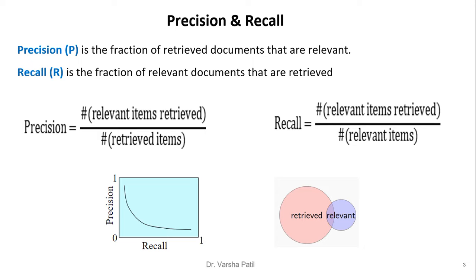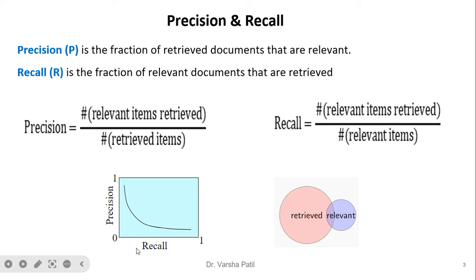Precision is the fraction of retrieved documents that are relevant, and recall is nothing but fraction of relevant documents in the system that are retrieved. Precision is relevant items retrieved divided by retrieved items, and recall is relevant items retrieved divided by total relevant items. The relevant items which are retrieved are indicated by this intersection, and this is actually expected, but we retrieve these documents. So this is the precision, and recall is relevant items retrieved, that is this, and total relevant items in the system.